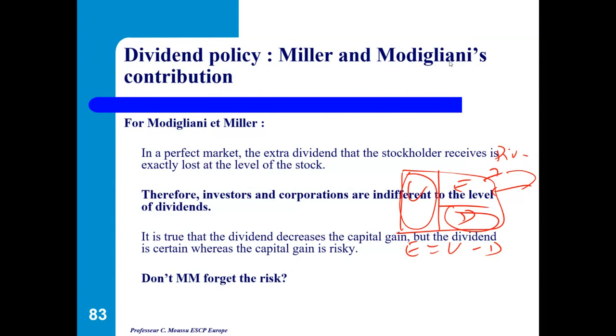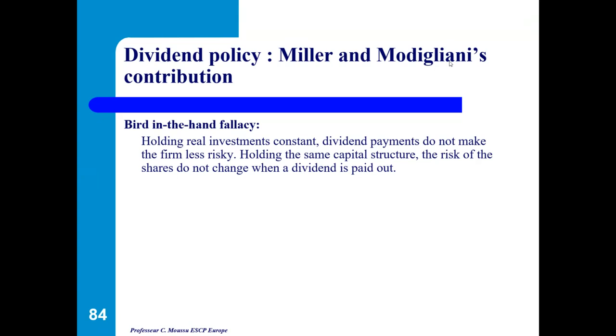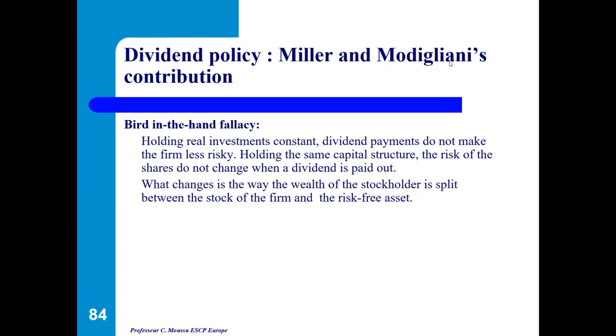So don't forget the risk, Modigliani Miller. It's called the bird in hand fallacy. The idea that if you have the bird in your hand, it's worth more than if it's in the bush anyway. So holding real investment constant, dividend payments do not make the firm less risky. Holding the same capital structure, the risk of the shares does not change when the dividend is paid out. What changes is just the way the wealth of the stockholder is split between the stock of the firm and the risk-free asset.